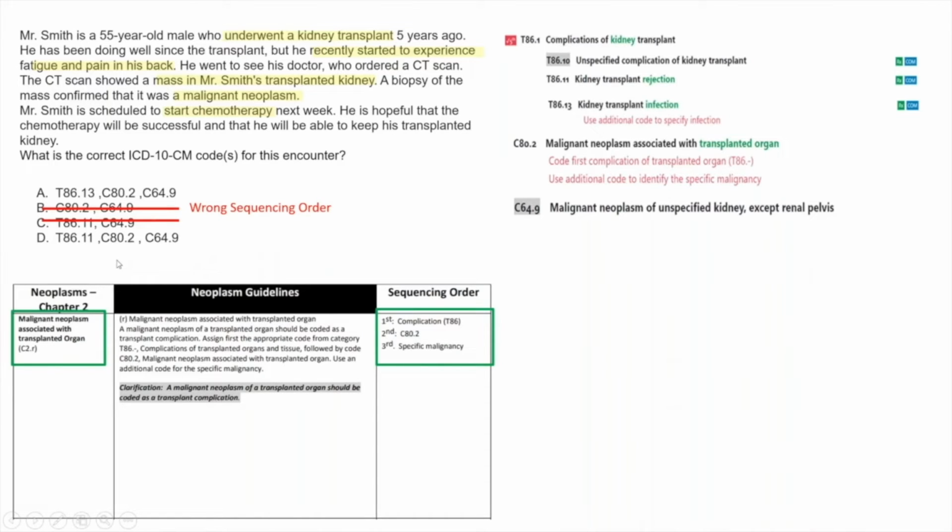I could have also eliminated option C as well because it is missing the code for C80.2, which should have been the secondary code. That leaves us with option A and D. Now let's look at what option A is coding for, T86.13, which is the code for kidney transplant infection.